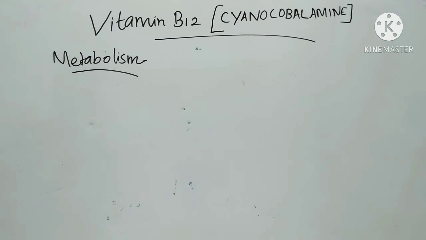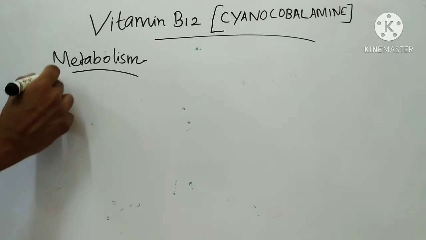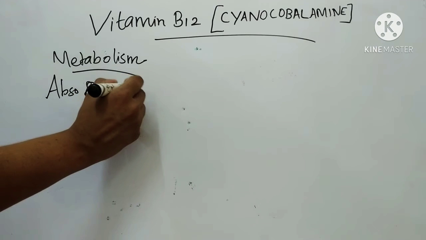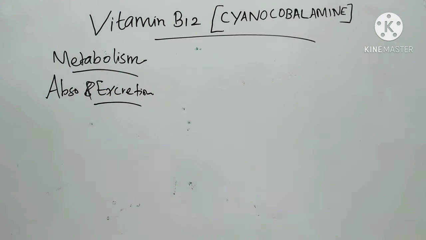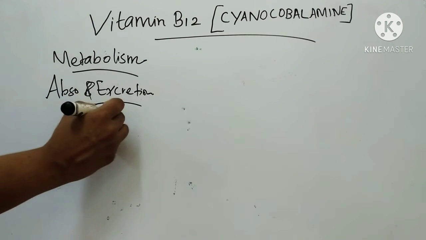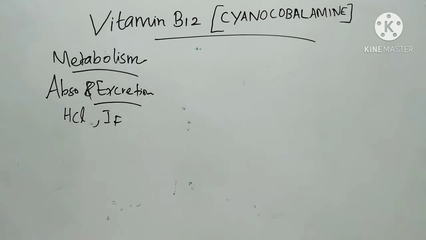First one is absorption and excretion. Vitamin B12 is absorbed from the ileum. It requires the presence of HCl and intrinsic factor of Castle. This is a constituent of normal gastric juice. So for absorption, it needs the presence of HCl and intrinsic factor of Castle.